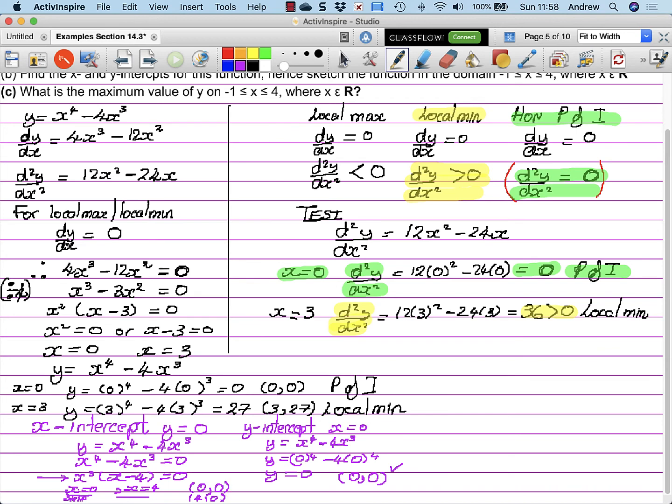All right then. So now we're in a position to sketch the graph.